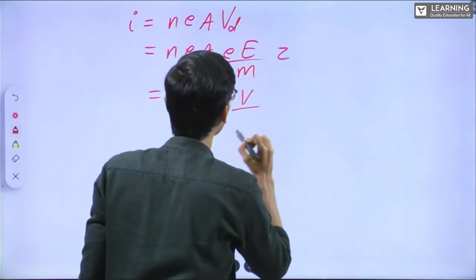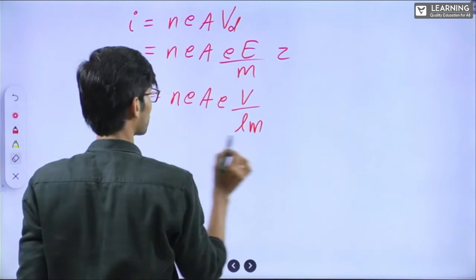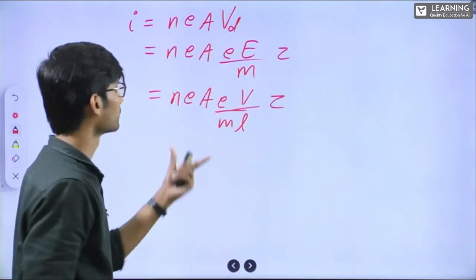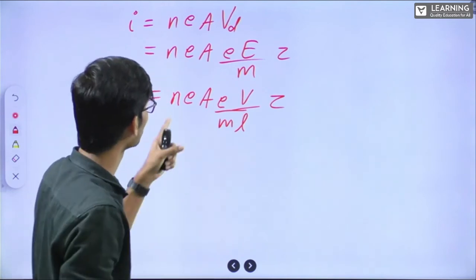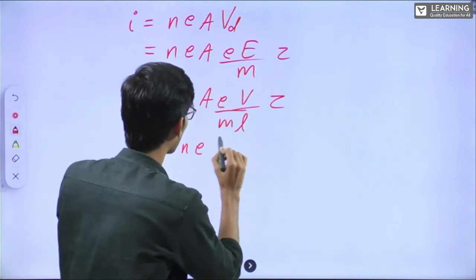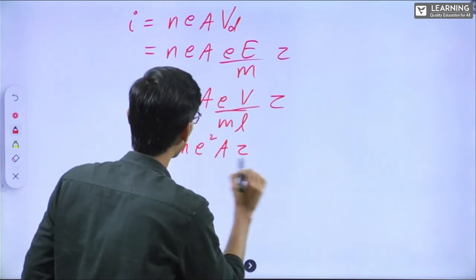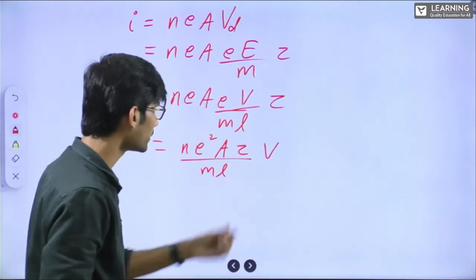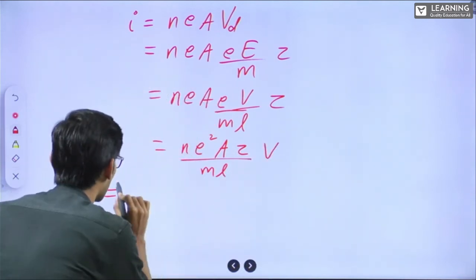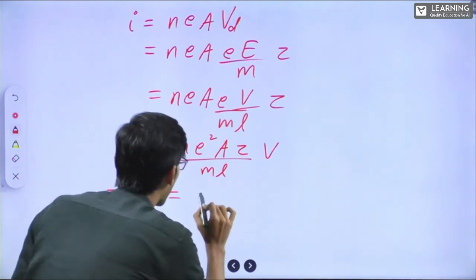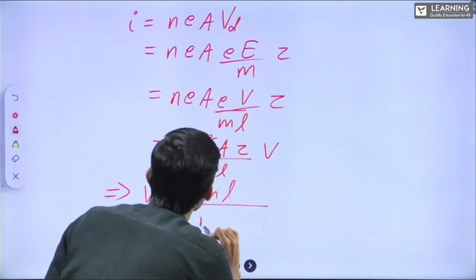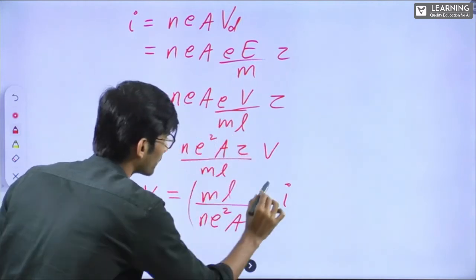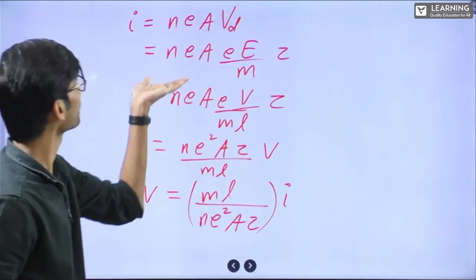Into tau. Now see here, this is Ne square A tau by ml into V. Correct? If I want to write V from here, V is equal to ml by Ne square A tau into I. Correct? See here. I hope everything is correct.